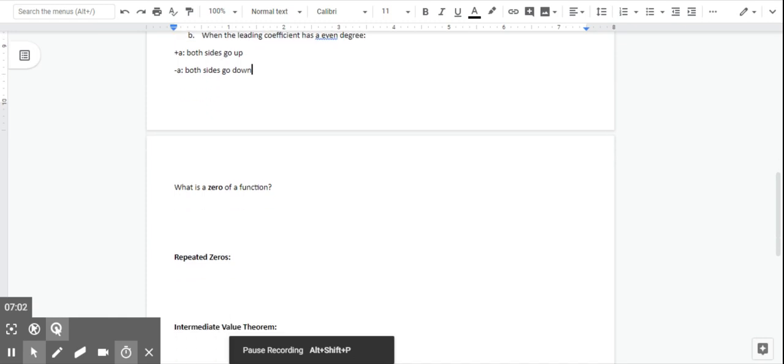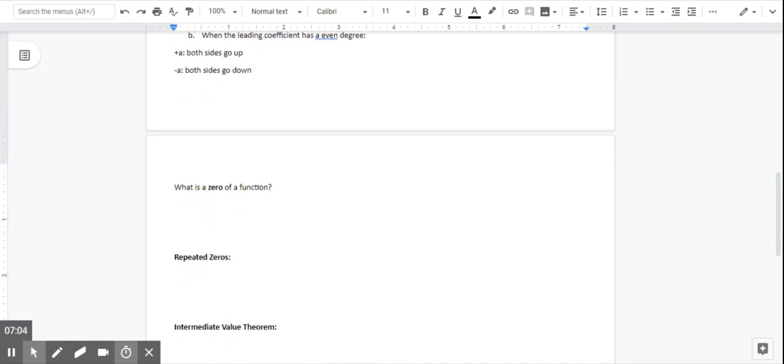So now let's talk about what is a zero of a function. We've kind of talked about this in class. Zero is another word for x-intercepts, so where our graph crosses the x-axis. And our degree, or n, or our biggest exponent, tells us something about zeros of a function. So at most, our function could have n minus 1 turning points.